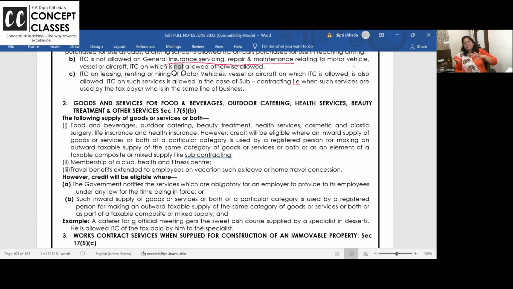Now, in event management, music you have outsourced to someone, catering you have outsourced. So on this input catering bill and on the input music bill, do you have to pay GST? Yes. Can you take credit? Yes, because put together all these services you have in the same line. So if it is in the same category, it is allowed.